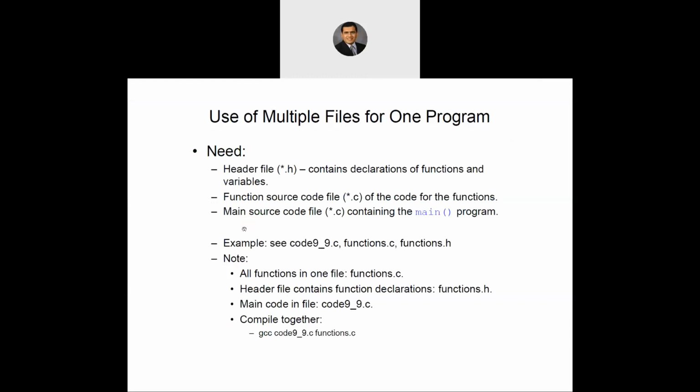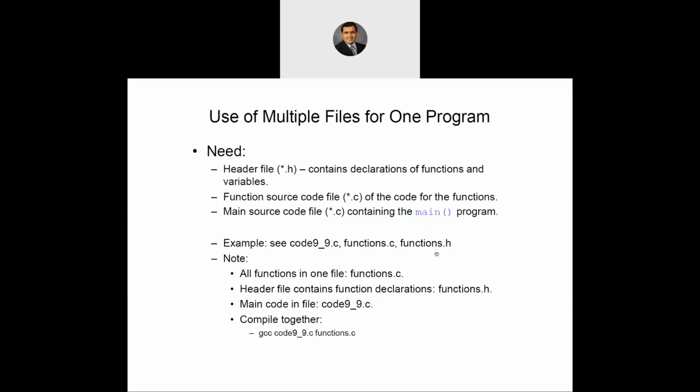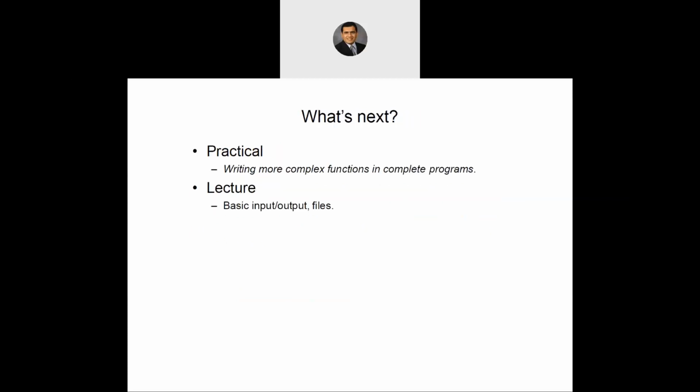So multiple files to be executing one program. Remember, you need a header file, you need a source code file, and you need a main.c containing the main program. So today we discussed the structure of more complex programs, explored the use of more complex user-created functions, and explored the use of more than one file for a program. Now, some of these concepts you may want to implement in your assignment.